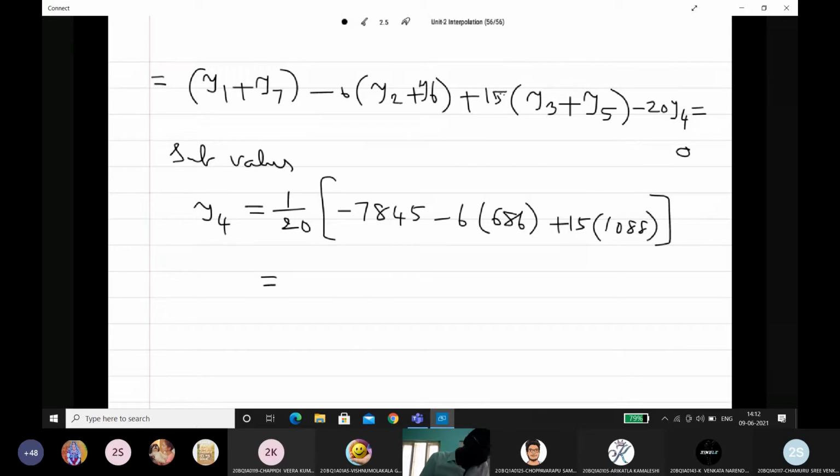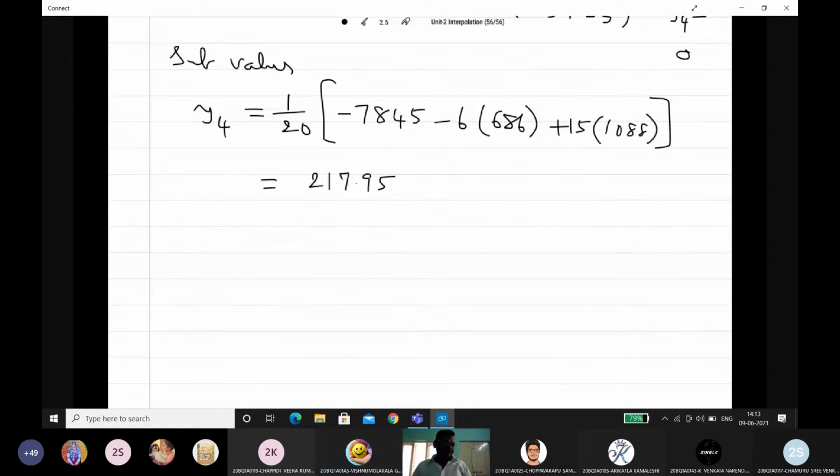ఎంతమ్మా? 217.95. ఇంతేనా? Yes, sir. Right. That is the value of y that you have to find out like this. Okay. Now we can find the missing values.